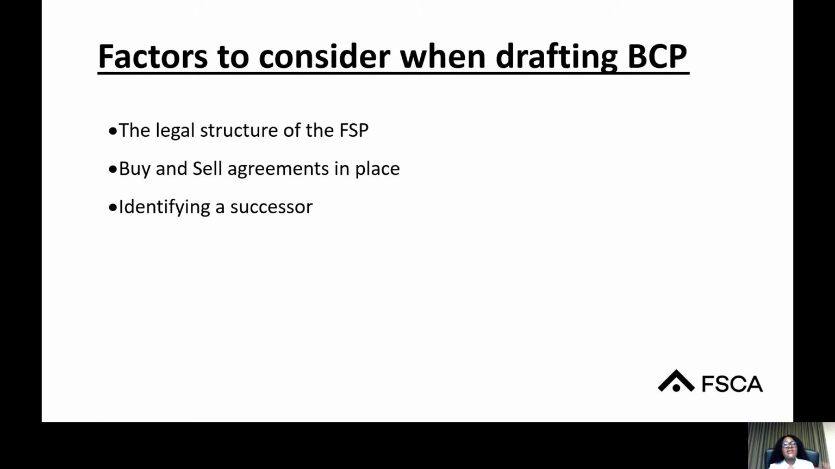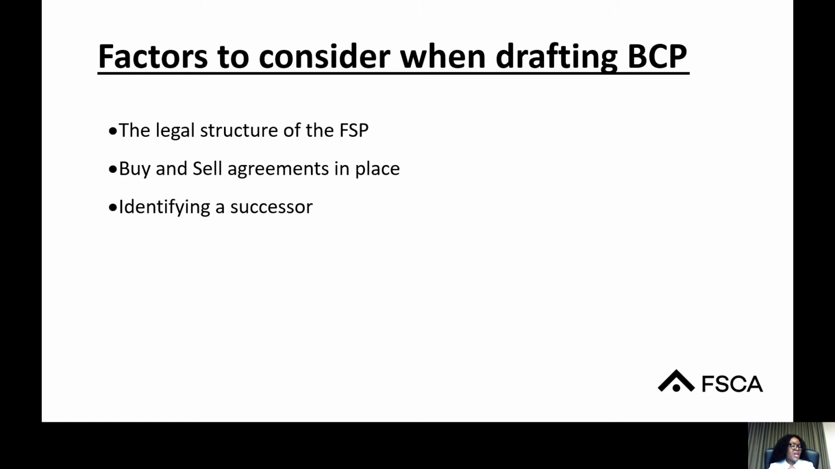Let's say maybe the partner decides that they still want to continue with the business. They can go and register in another FSP as a rep while they are busy trying to sort out their license. And maybe once that is done, then they can transfer their clients back into their FSP. But all of these have to be documented in this business continuity plan.